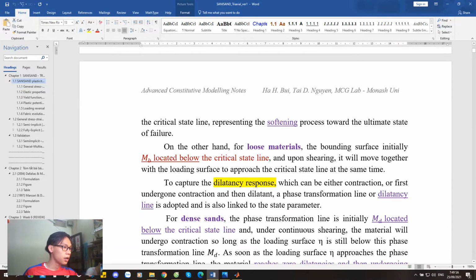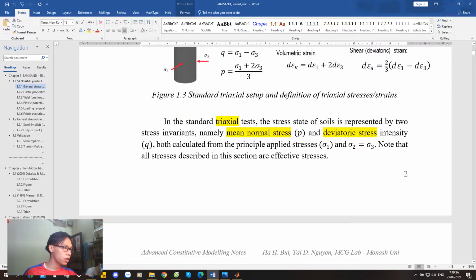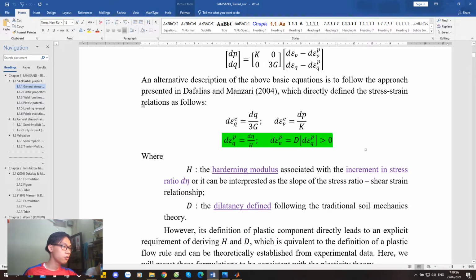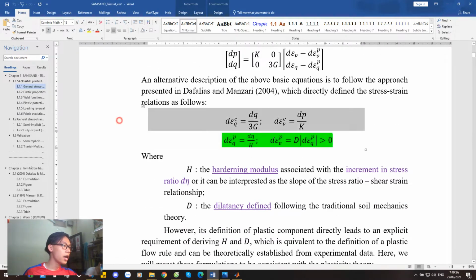So I think I'll just take a quick look at all of this and focus on these. We have the elastic property, yield function, plastic potential function, loading reversal, and fabric evolution. It's all I will talk about in this episode.